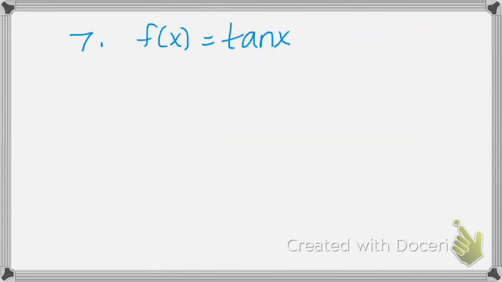Alright, number 7. This is an interesting one. It's f of x equals tangent of x. After I do this one, you may want to remember this rule, but I do want to show you where it comes from. So first thing you should know is that tangent of x is the same as sine of x over cosine of x.